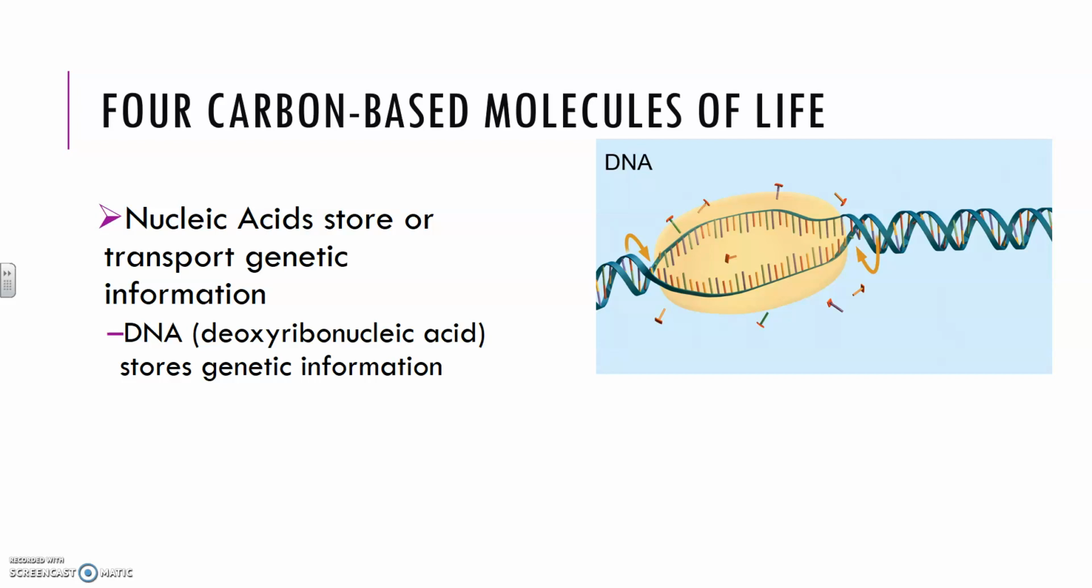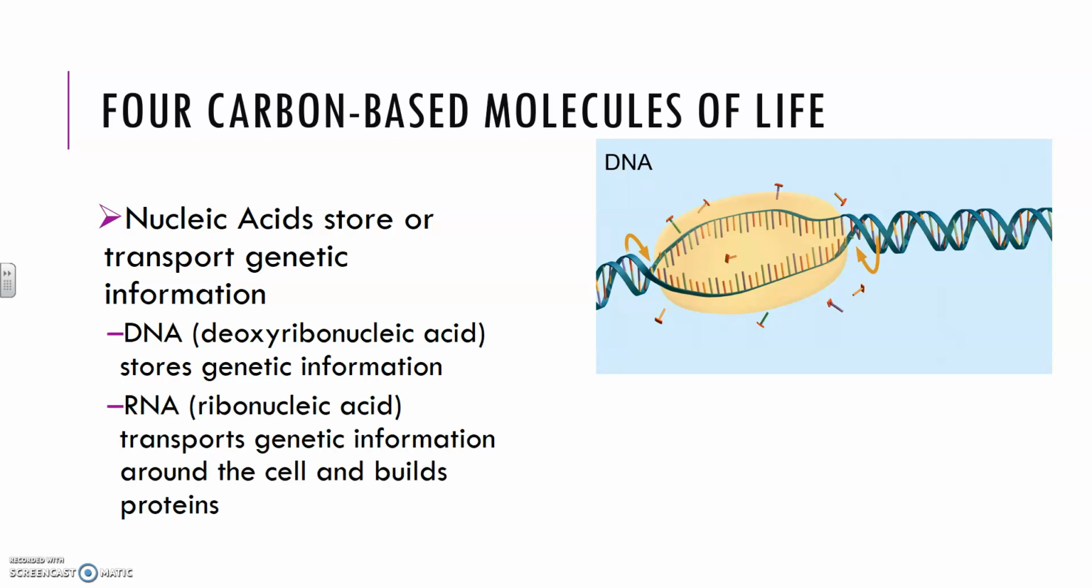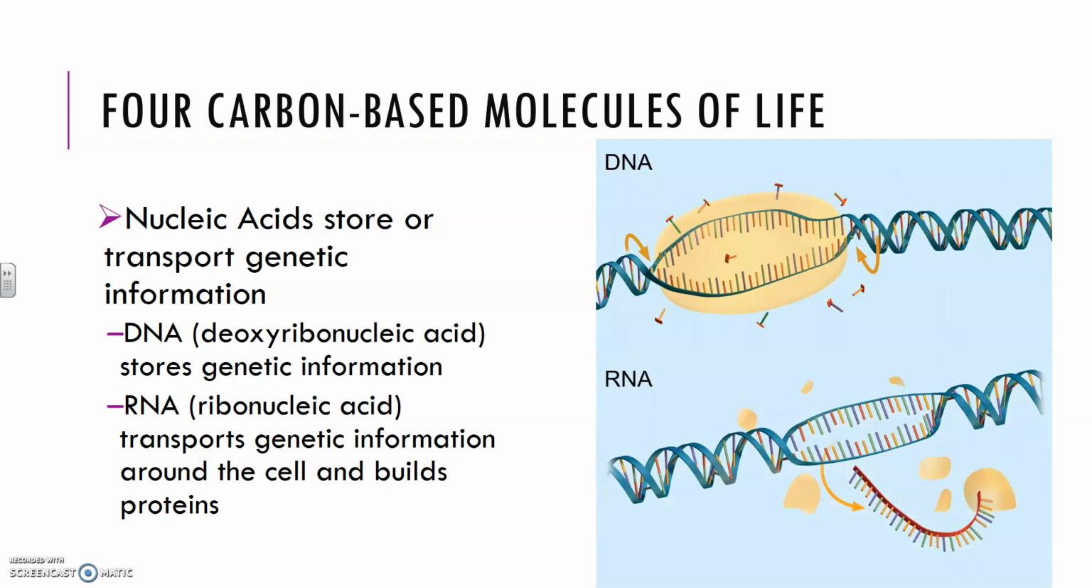I know I'm saying that a lot, I'm sorry, but then you also have your RNA, which is ribonucleic acid. It transports genetic information around the cell in a human cell and is also responsible for copying the genetic information out of the DNA and then taking it out into the rest of the cell where that information can be used to create proteins, which then will go on and complete the function that the DNA is coding for.